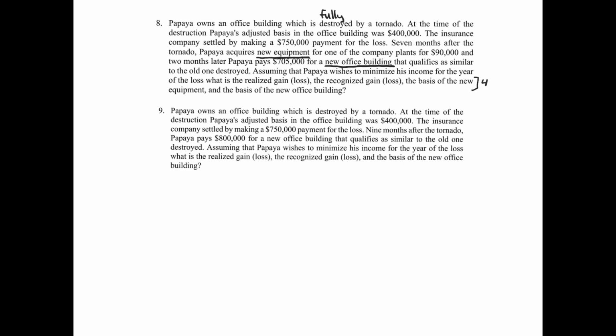Now, one thing to note is that the question is telling us that Papaya wishes to minimize his income for the year. This is a hint that if there are any non-recognition rules or exclusions or deductions that apply, anything that reduces taxes, you need to take advantage of them. Okay? So, since we know it's a tornado, a natural disaster, if there is involuntary conversion, non-recognition, which only applies to gains, that means that Papaya wants to elect non-recognition. That's generally how my exams and the CPA exam and other professors, they hint that they want you to elect this provision.